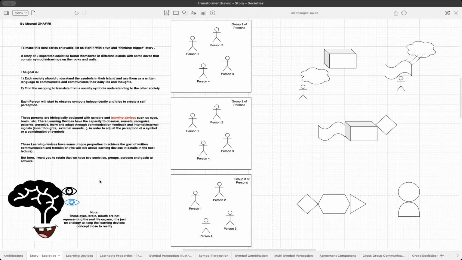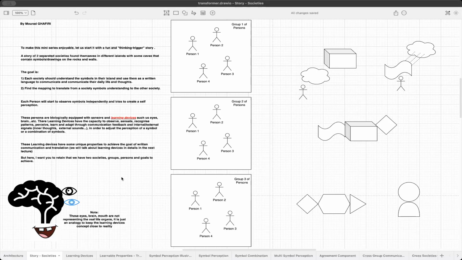But here, what I want you to retain is that we have two societies with different groups, with different people, and they try to achieve a goal or goals of understanding and communicating with these symbols and combination of symbols, and also translate from one society's understanding of symbols to the other.